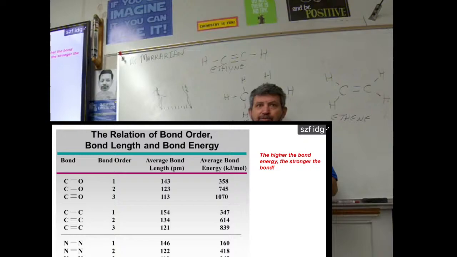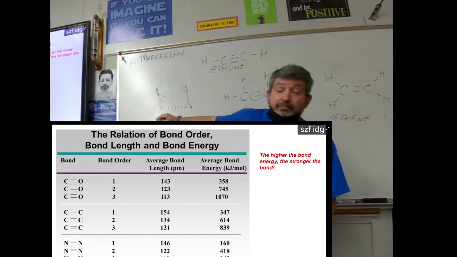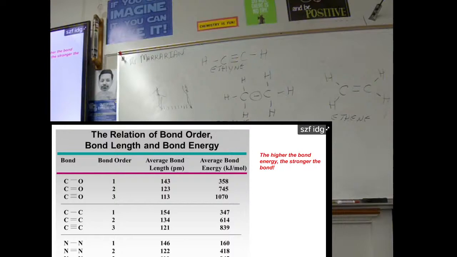So those are ways that we can get N2 to break apart, but that bond length and bond energy and the fact that it's a third bond order makes it really tough to break up. It has to be a special plant, like a bean plant, or lightning. Okay.